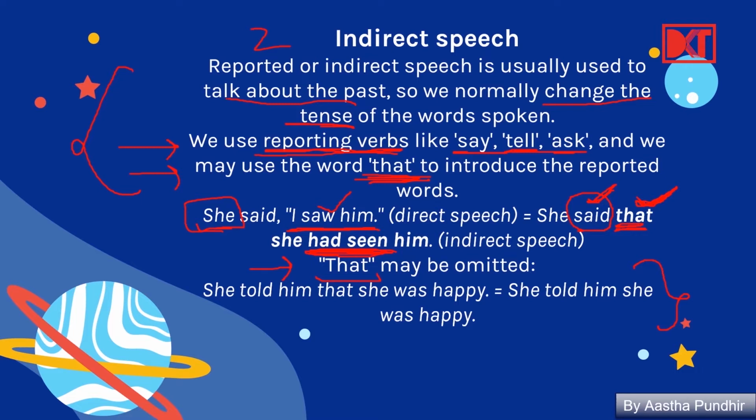Although it is preferable if you use that. So first was direct speech, in which we quote the exact words. But in indirect speech, we're talking about the past. So we change the tense, we use reporting verbs, and we also use the word that. All right.